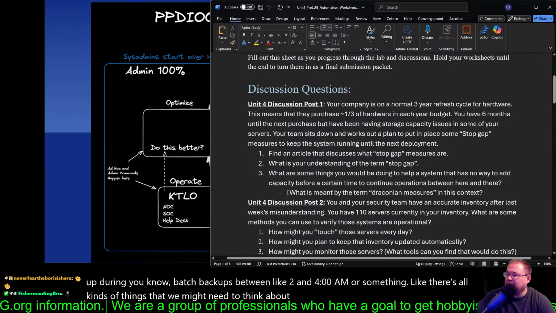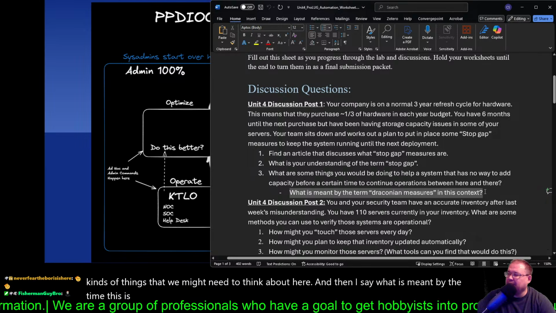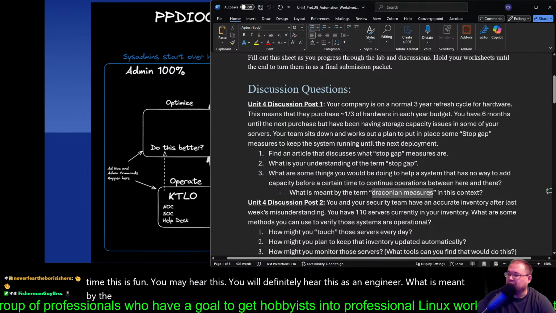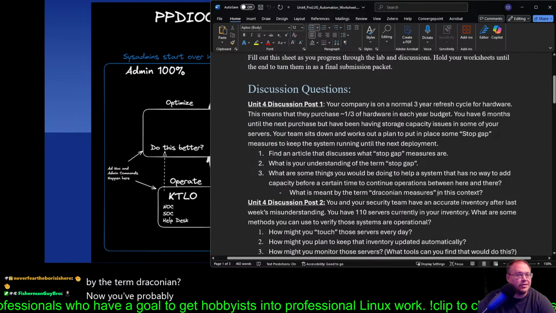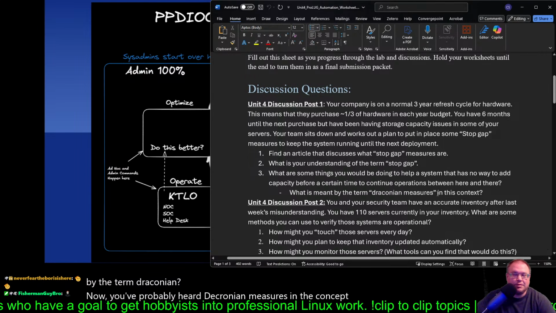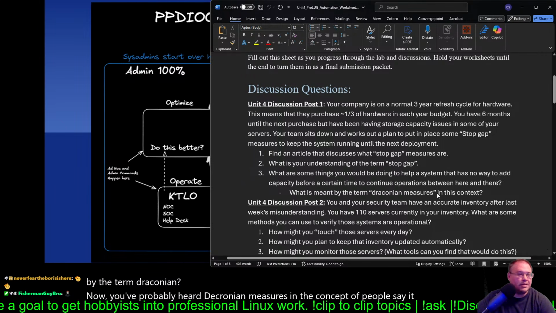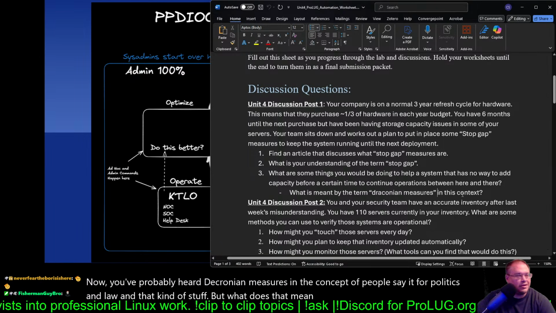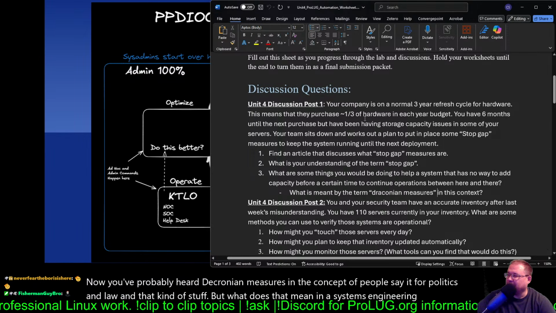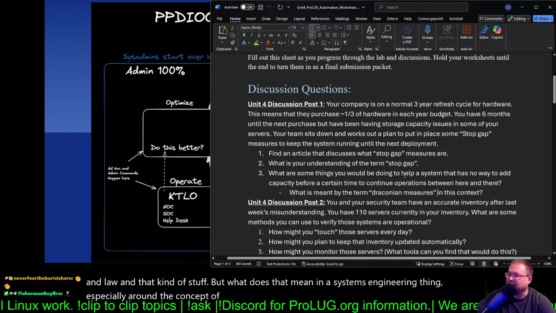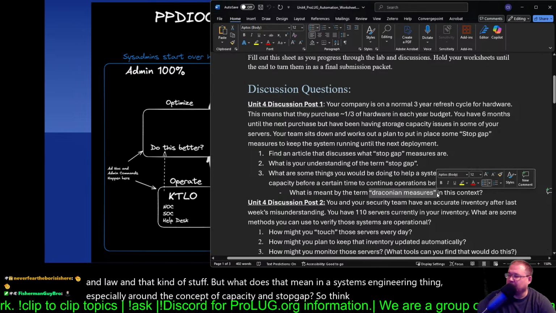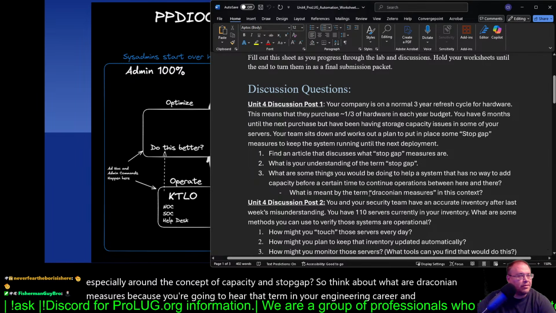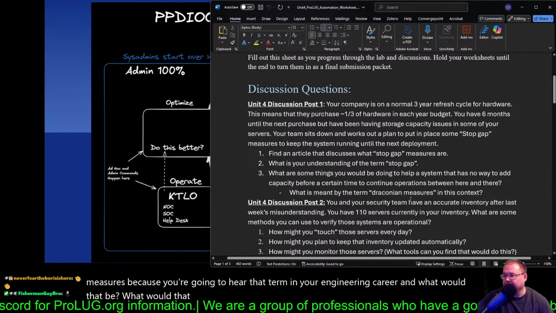And then I say, what is meant by the term, this is fun, you will definitely hear this as an engineer, what is meant by the term draconian measures? Now, you've probably heard draconian measures in the concept of politics and law and that kind of stuff. But what does that mean in a systems engineering thing, especially around the concept of capacity and stopgap? So think about what are draconian measures, because you're going to hear that term in your engineering career. And what would that mean?